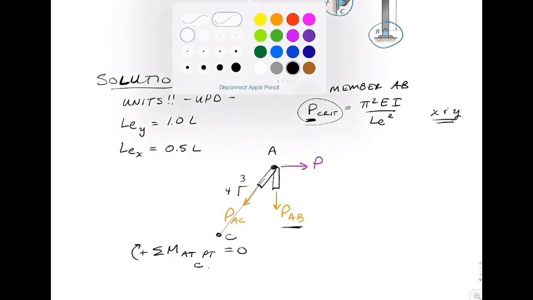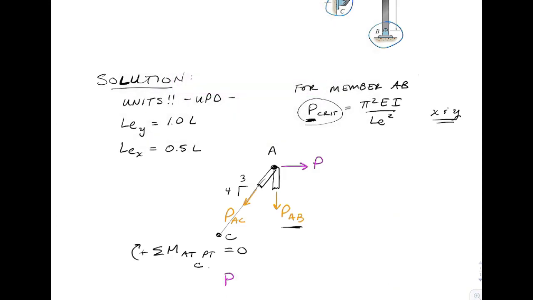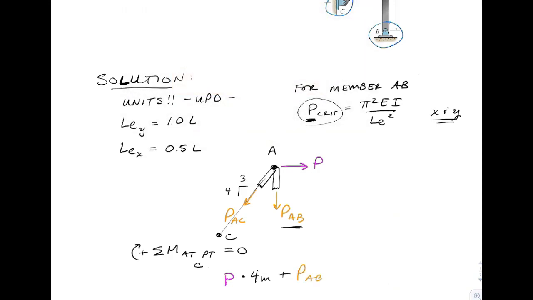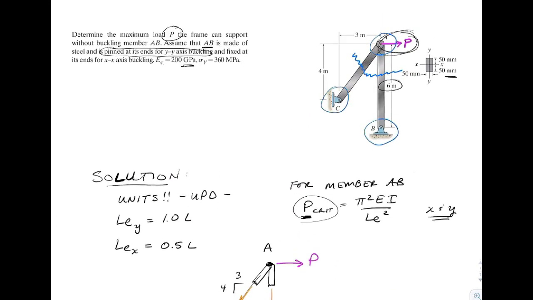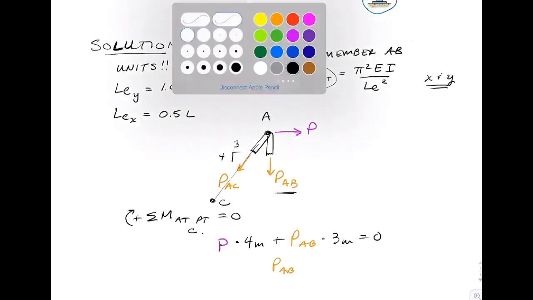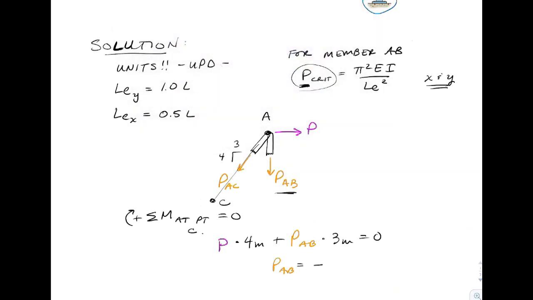And so our equation would look like P, which is the external force, times 4 meters, plus the internal force, PAB, times 3 meters, has to equal 0. So we can look at the geometry there. That would be the lever arm for the internal force here. That's the lever arm for the applied external. And so just solving that, we would have that PAB is equal to minus 4/3 P.